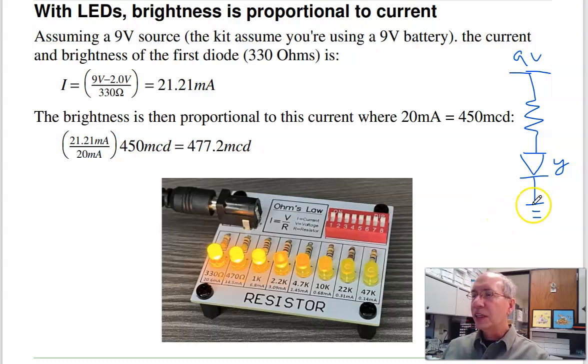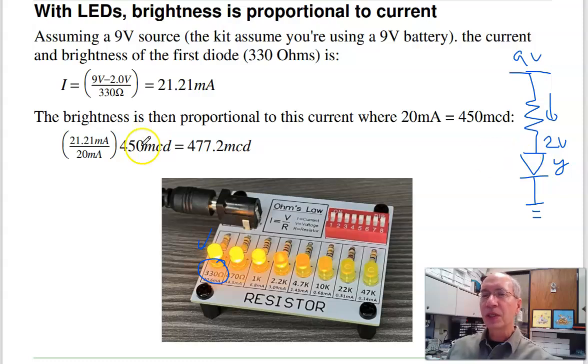I can find the current through the LED by saying this yellow LED is about 2 volts. The current is 9 volts minus 2 volts over R. If I look at the 330 ohm resistor, the current is 9 minus 2 over 330, 21 milliamps flowing through that resistor. Also flowing through the diode. The brightness then is proportional. If it's rated at 450 millicandles at 20 milliamps, if I apply 21 milliamps, it will be that ratio times 450, 477 millicandles.